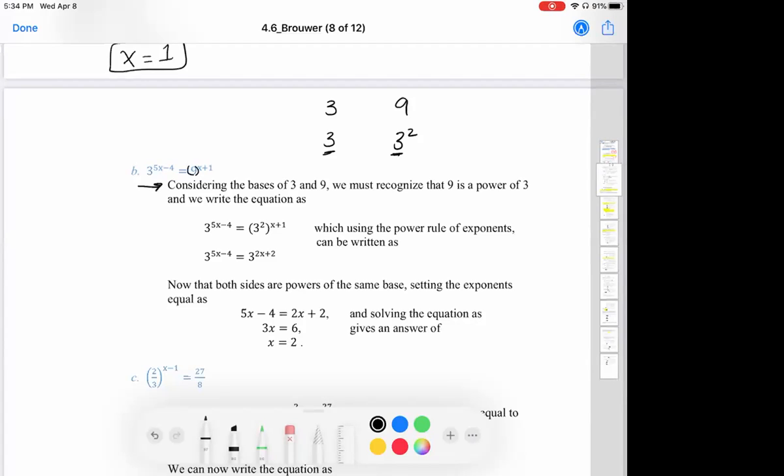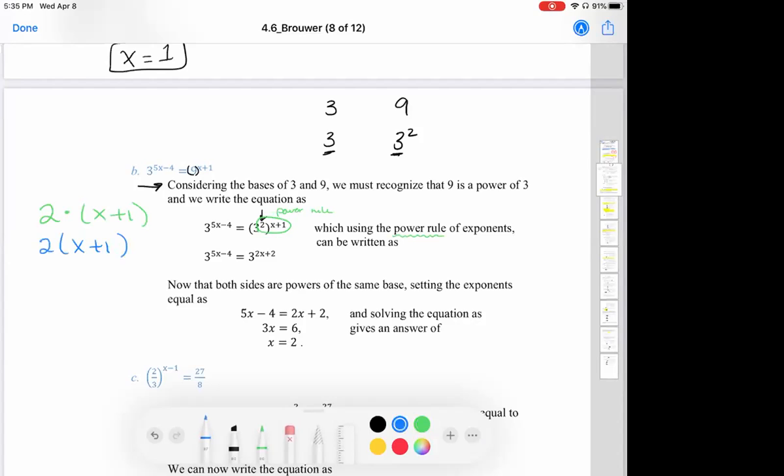Moving forward, considering the bases of 3 and 9, we must recognize that 9 is a power of 3, and we write the equation as 3 with the exponent of 5x minus 4 is equal to 3 squared with the exponent of x plus 1. So what rule do we have here? I have an exponent, parentheses, another exponent. We have our power rule, right? So these two need to multiply. So I have 2 times x plus 1. Oh, we have to distribute.